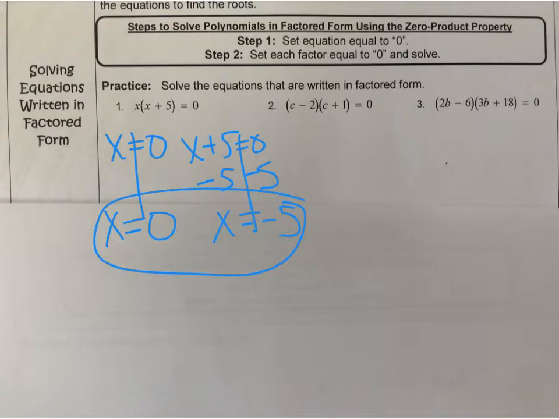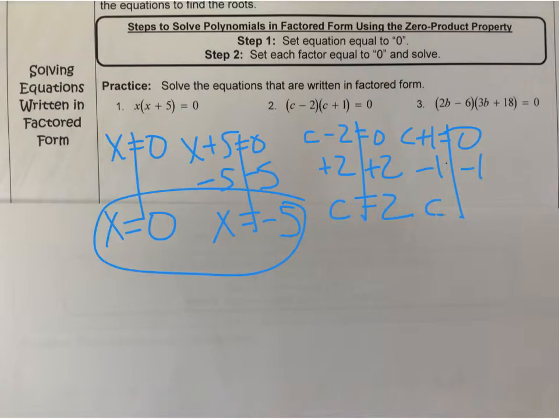Okay, on number 2, we would do the same thing. We would set both factors equal to 0, so we get c minus 2 equals 0 and c plus 1 equals 0. Draw our line. We'll add 2 to both sides, so we get c equals 2. On our second solution, we'll subtract 1 on both sides, and we get c equals negative 1.